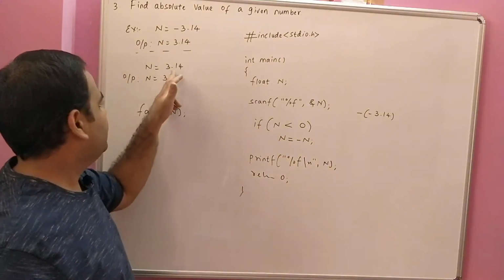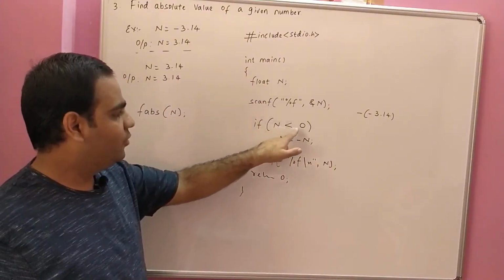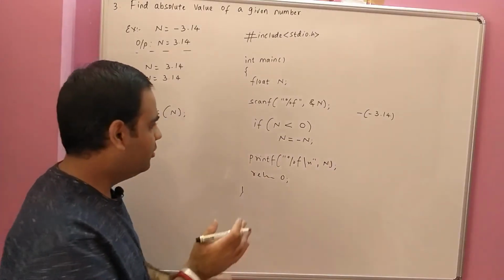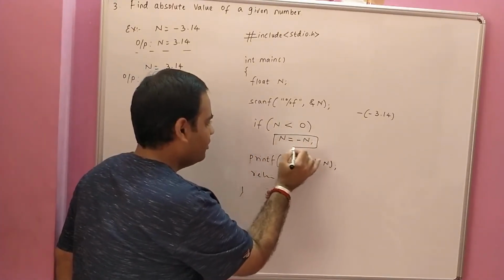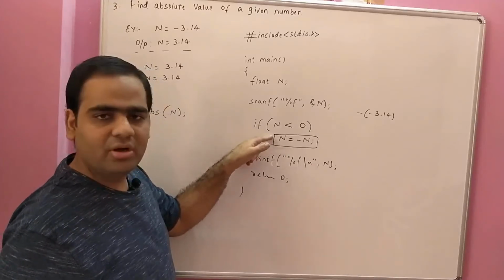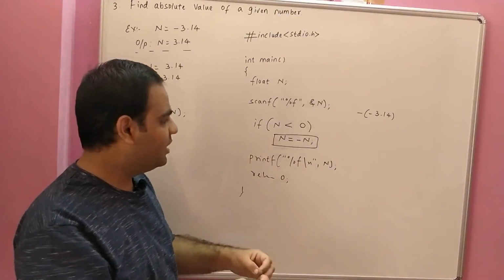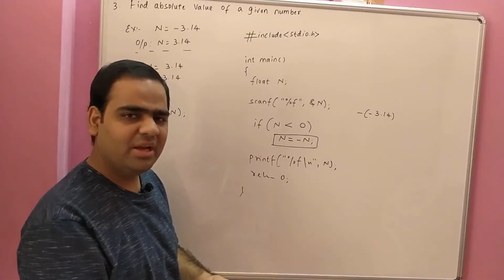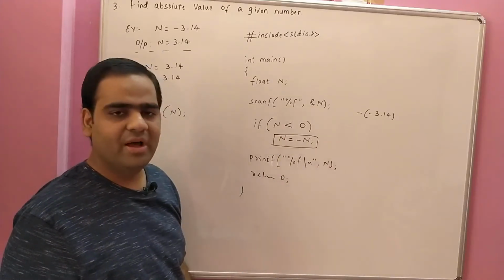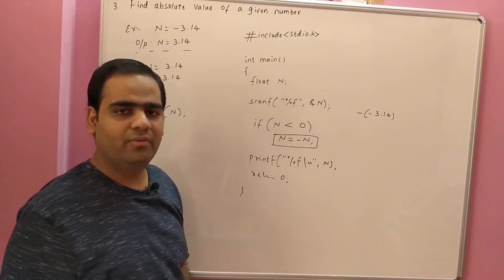Let us assume n is 3.14. 3.14 less than 0, the condition is false. If the condition is false, the body of the if does not get evaluated. That means the value of n, 3.14, remains intact, and we print the value of n, which is 3.14.